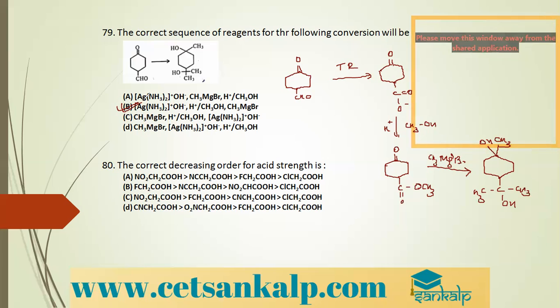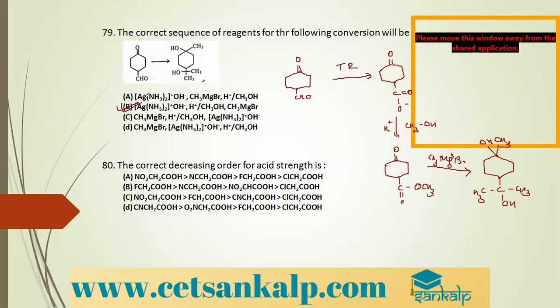The correct decreasing order for acid strength is. Which is the correct listing? Electron withdrawing group increases the acidic strength. So the electron withdrawing group which is present will increase the acidic strength. So 2 are electron withdrawing groups and 2 are electron releasing groups.